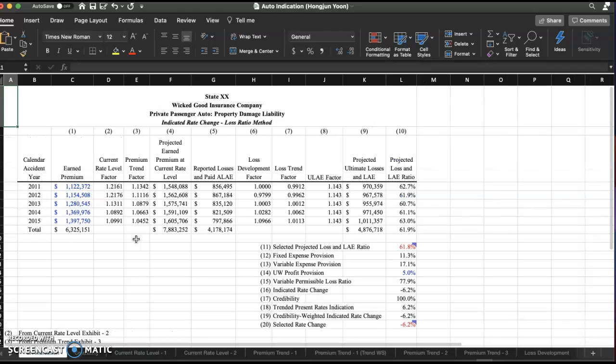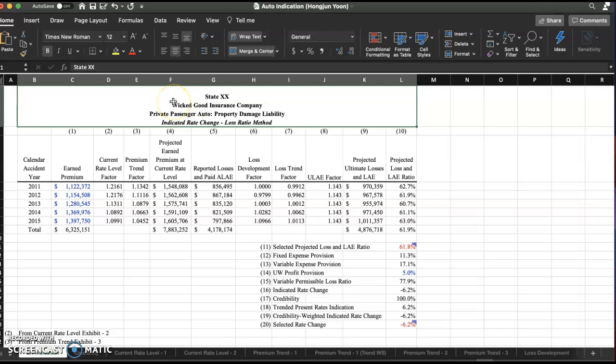things. First, the information about premium exposure and paid losses are given from the Wicked Good Insurance Company. I used the numbers that were available from this company as an example for the property damage liability coverage of personal auto insurance in state XX. All policies are semi-annual, and the proposed effective date for the revised rates is January 1st, 2017. Rates are expected to be in effect for 1 year.